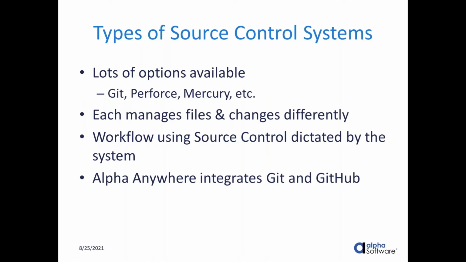Now we're going to talk about Git and GitHub today because that's the source control system that Alpha Anywhere integrates with, but Git is just one of a myriad of options. There's Perforce, Mercurial, Subversion, Bitbucket, which I think is built off of Mercurial. These are all source control systems. Each system manages files and changes differently, and that does affect how the workflow works with those systems.